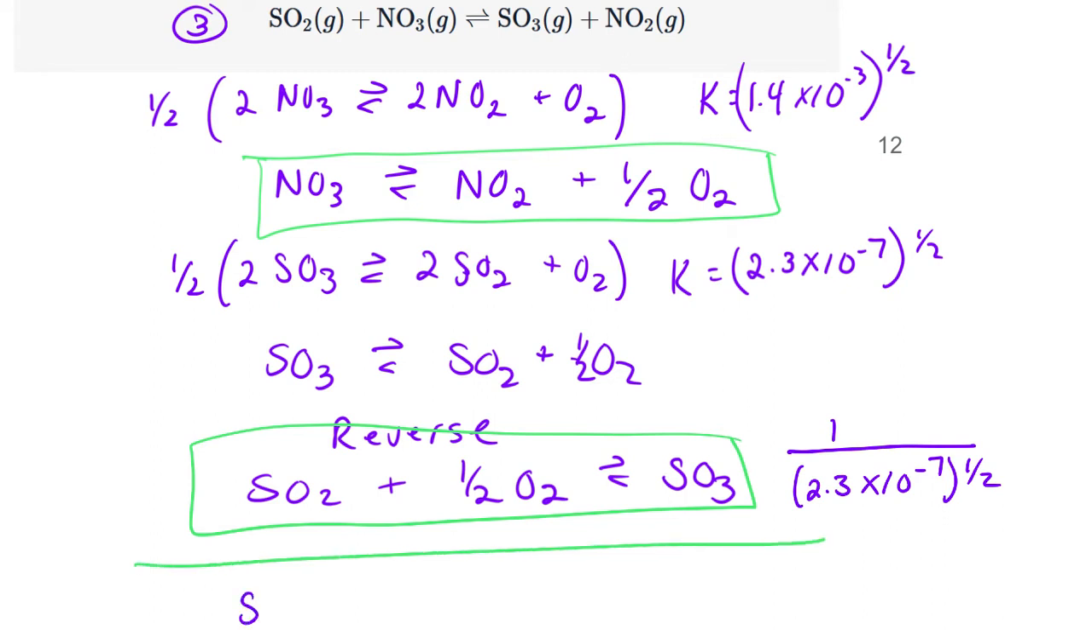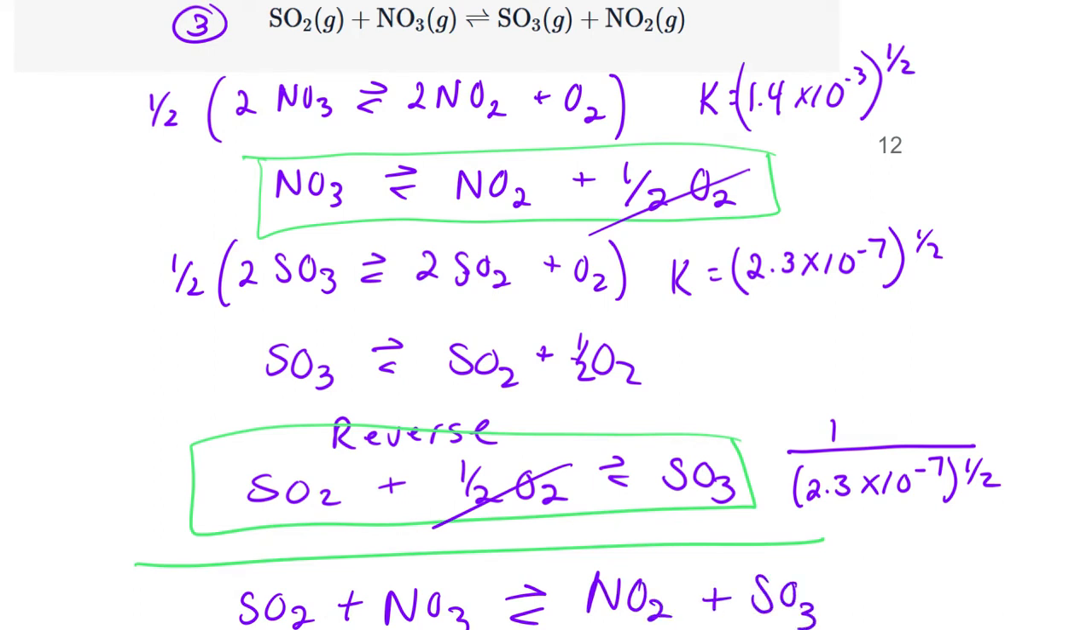And we're going to end up with SO2 plus NO3. You notice I have a 1/2 O2 on the reactant side from our reaction with the sulfur dioxide, and I have 1/2 O2 on the product side for the reaction with the NO2. So those are going to cancel. So now we're going to have our equilibrium with NO2 and SO3. Everyone see that? Questions?